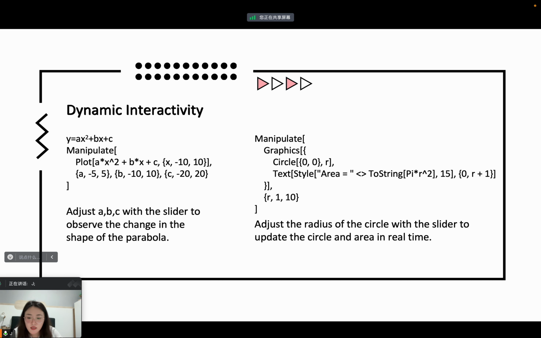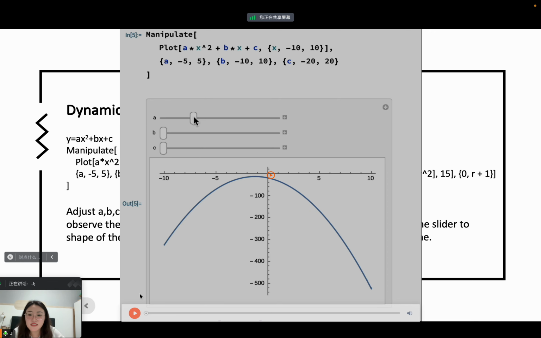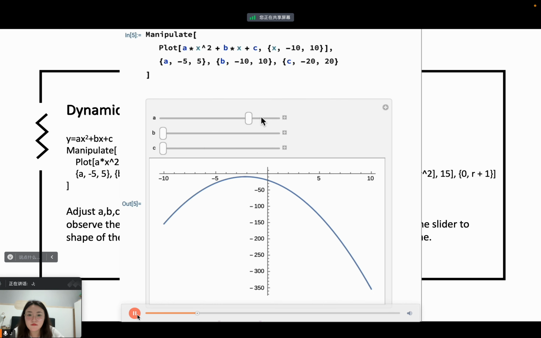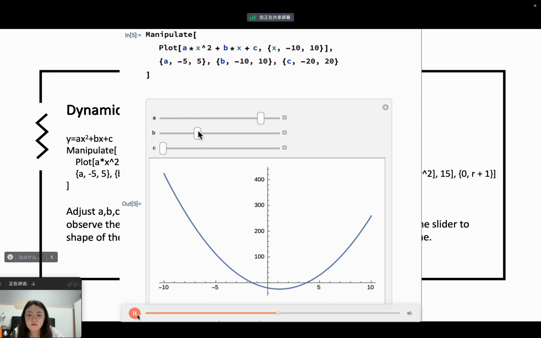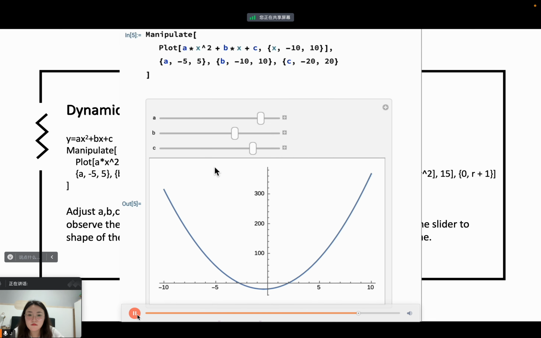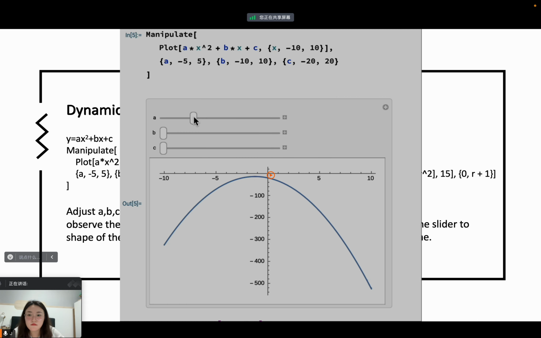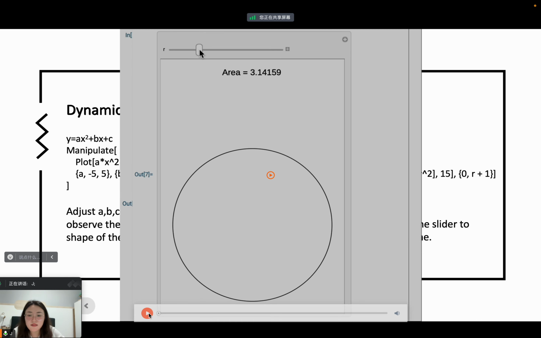In addition, dynamic geometry can be demonstrated. For example, this function dynamically shows the relationship between the radius and the area of a circle. I will show you these two examples in the next videos. The first example is like this one. Here is the second example.